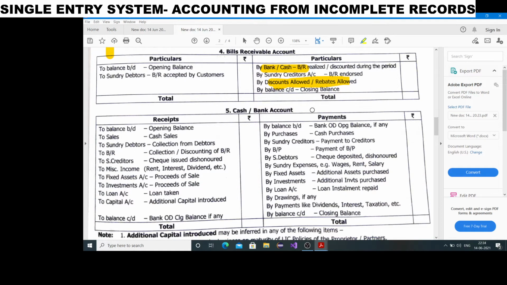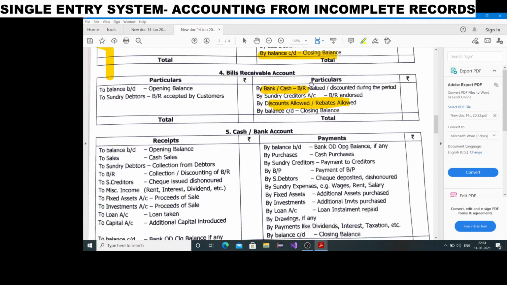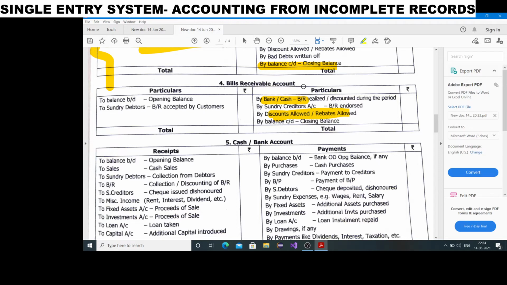And then, if you're endorsing your bill to your creditor, for example, A has received bills receivable from B, and A has to make the payment to C. So A will endorse the bill to C. Now B will pay directly to C, right? So if you're endorsing to your creditor, it will be sundry creditors account debited to bills receivable account.